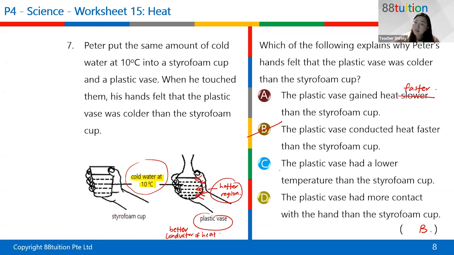Statement C, why is it wrong? The plastic vase had a lower temperature. That is wrong. It has the same temperature, right? It's both at 10 degrees. So it has the same temperature as the styrofoam cup. The plastic vase had more contact with the hand. That's not true as well. I think it's quite fair, right? They are supposed to have the same contact with the cup for both experiments.